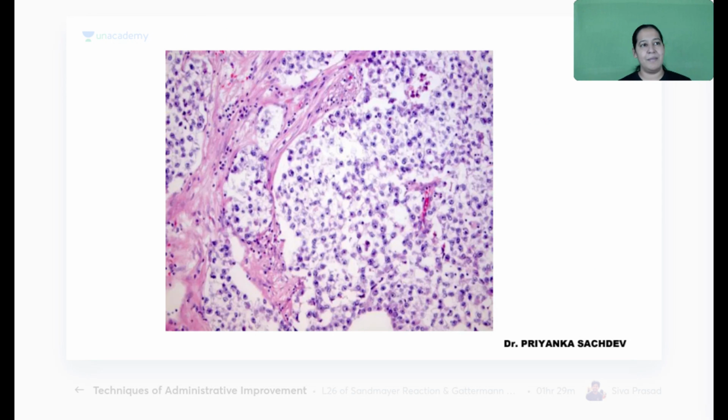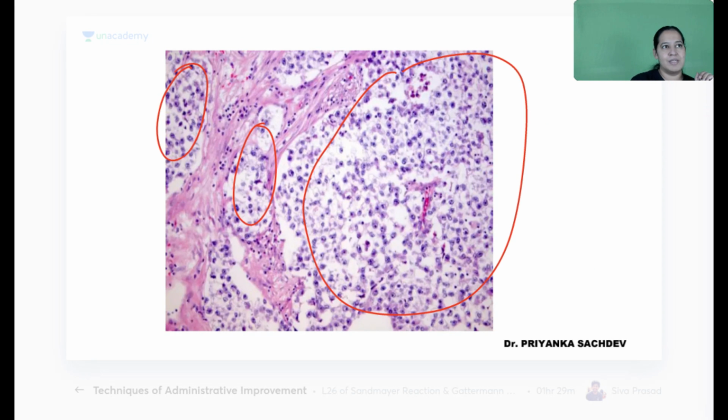You should know both things of the seminoma. What is the hallmark in this image? Okay, you can see the tumor cells are arranged. This is the tumor cell. These all are also tumor cells. So tumor cells are arranged in multiple nests.